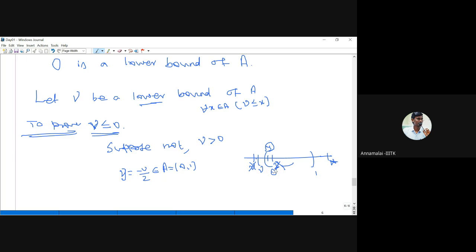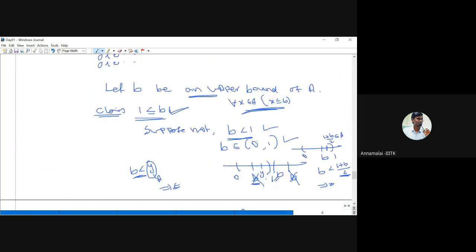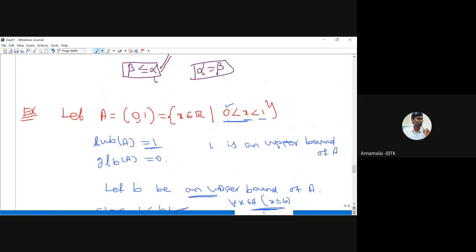So therefore if you take any open interval, the lower endpoint is the greatest lower bound and the upper endpoint is the least upper bound. Even if you take the closed interval, the endpoints are also the infimum and the supremum. Any doubt in this?